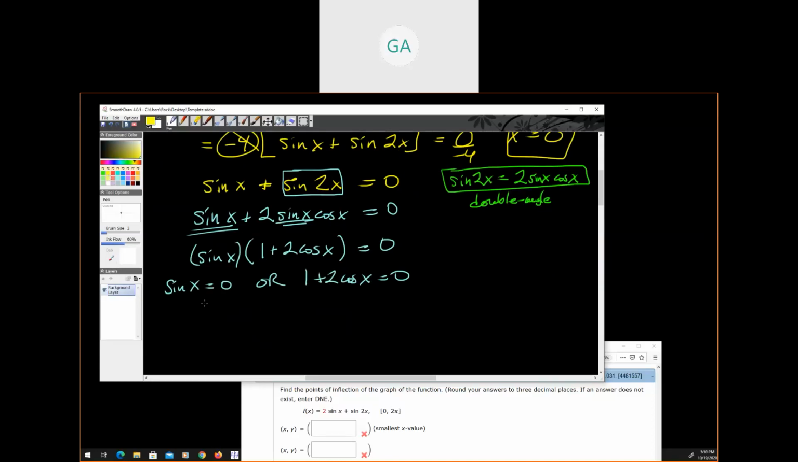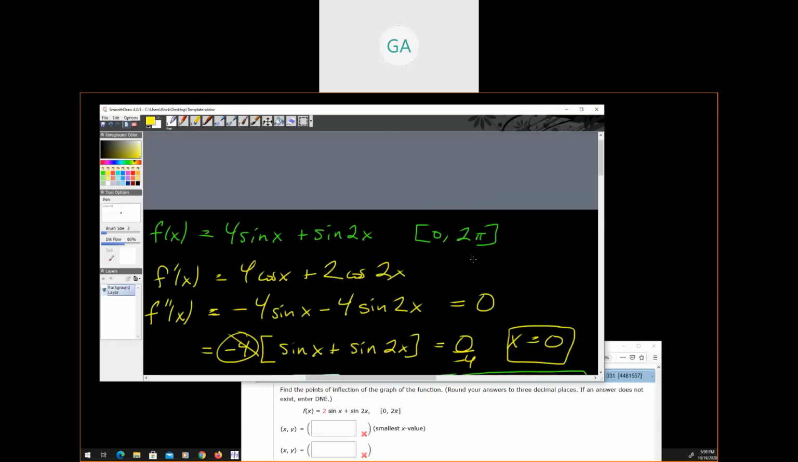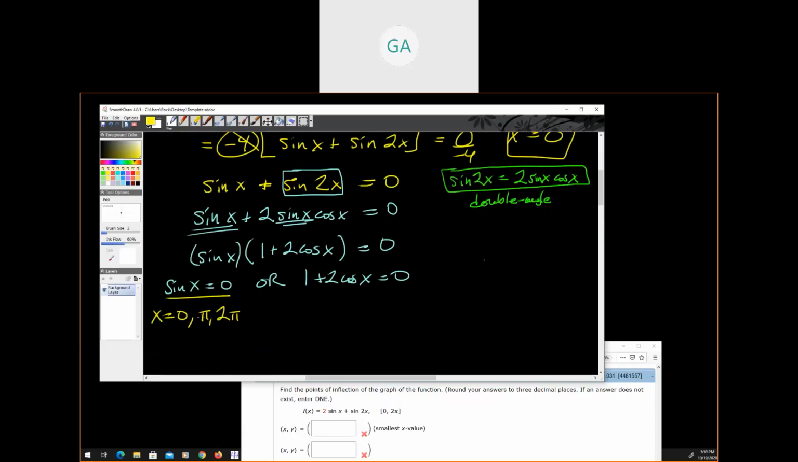Okay, and we just did this, right? Sine x equals 0 for x equals 0, but don't forget there's also pi, 2 pi, 3 pi, 4 pi, and so on. But we only want 0, pi, and 2 pi. Okay, so those are 3 solutions already.